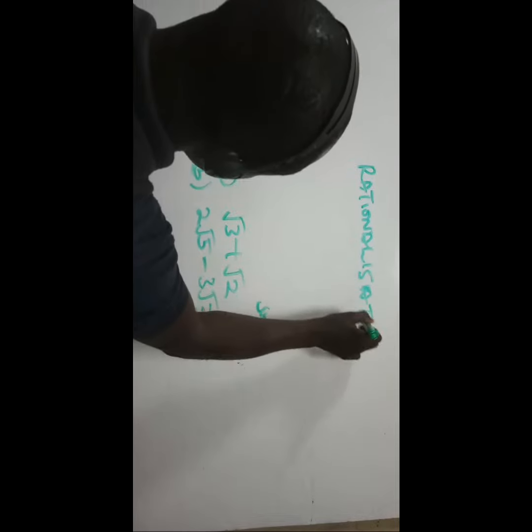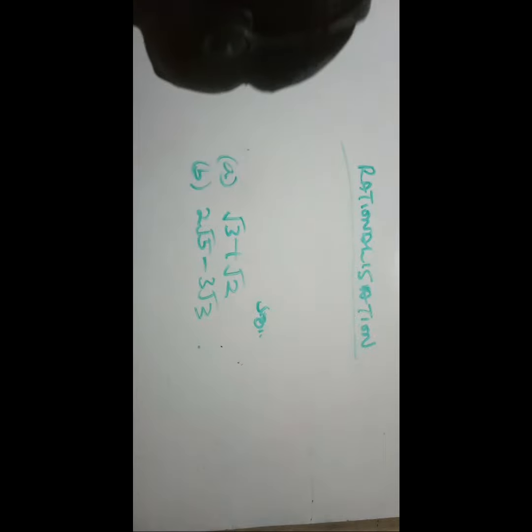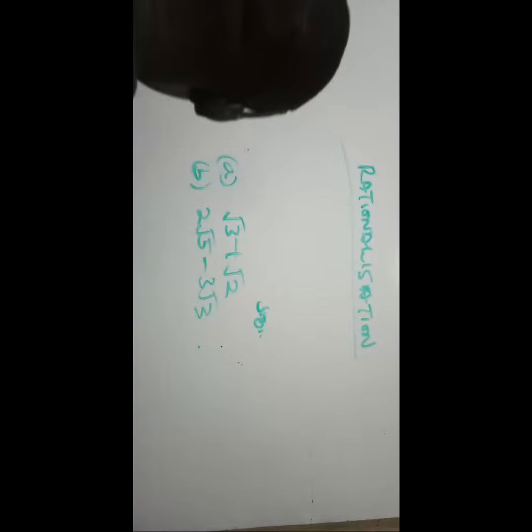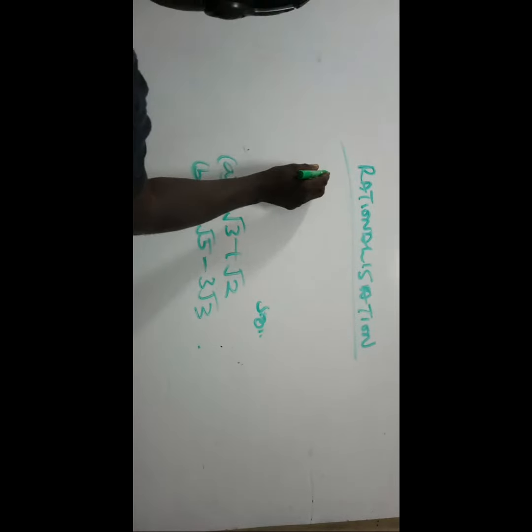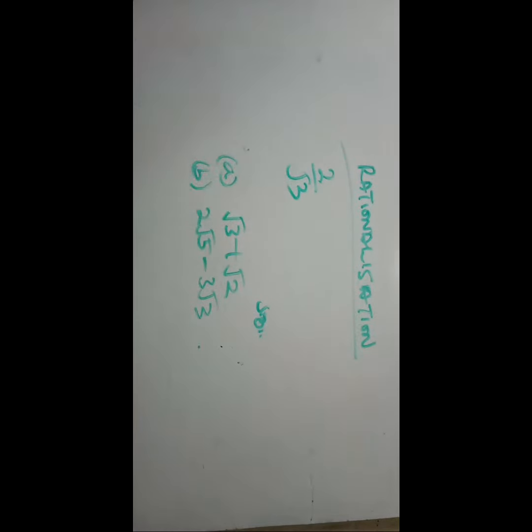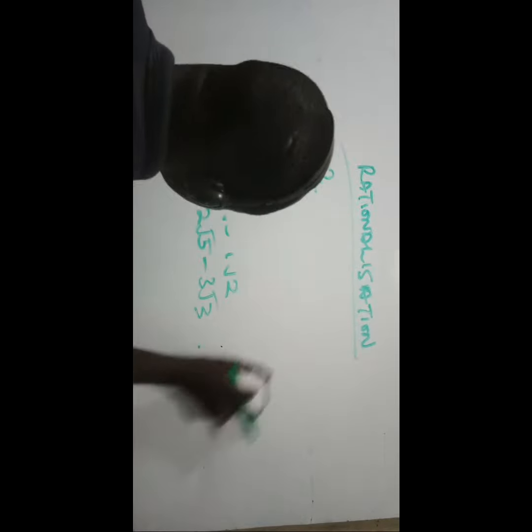Is that I call it rationalization? Or we can say it can be referred to as rationalizing the denominator. That is, if you are given something like 2 divided by root 3, how can we write this in a convenient form?